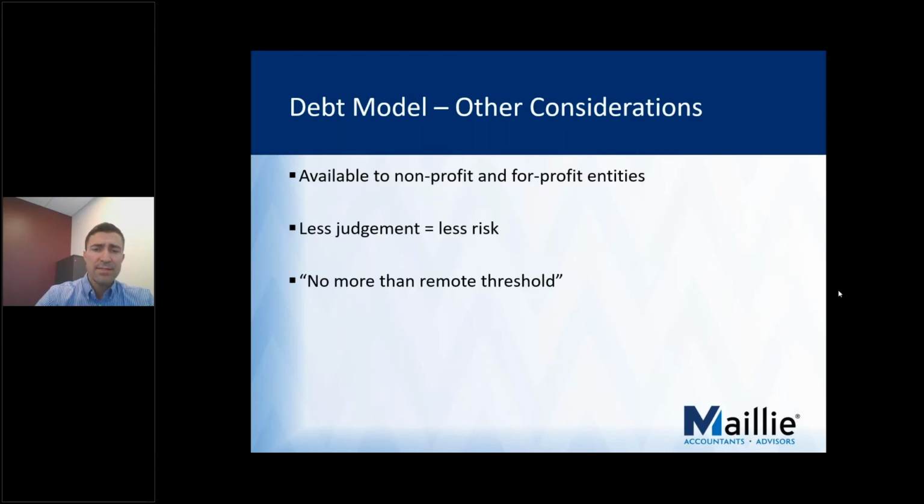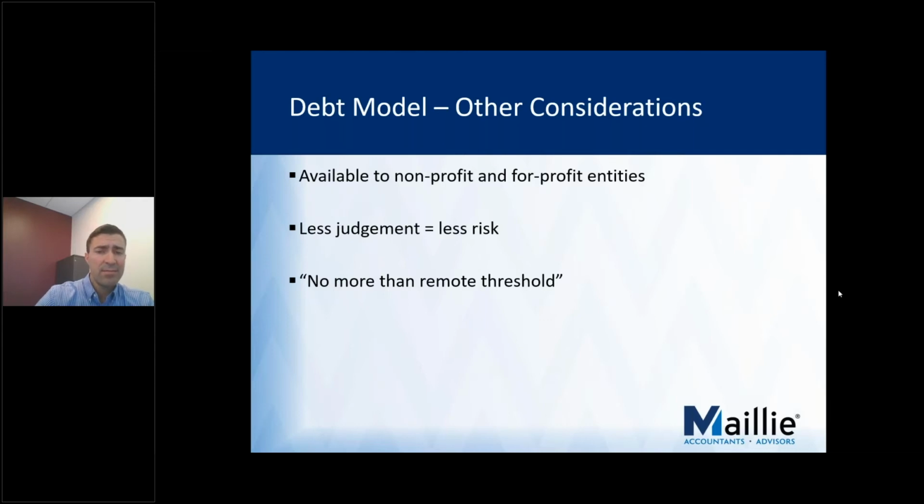A few more things to consider with the debt model. It's available to both nonprofit and for-profit entities. It's a less risky approach because it removes a lot of the judgment that other approaches require. As I said before, the debt model is pretty straightforward. Your proceeds, when you receive them, are going to be a liability until you legally are released of the obligation or you've paid off the loan to the creditor.